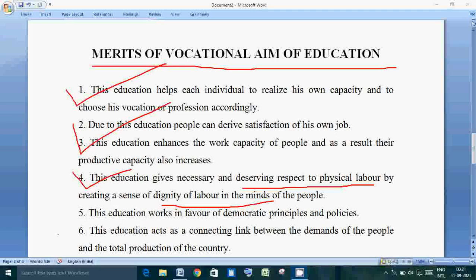Now, this education acts as a connecting link between the demands of the people and the total production of the country. If you choose a vocation, that means you can understand that in this vocation, what are the major demands of the people, and based on that demands, you can produce something for that kind of people and for the country. Okay. Next.